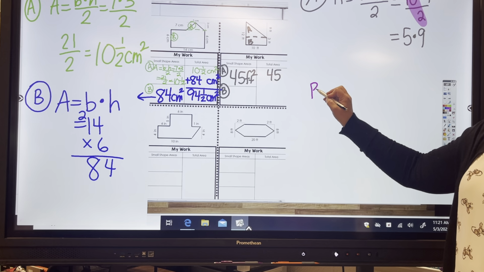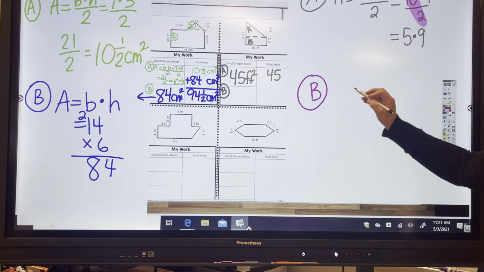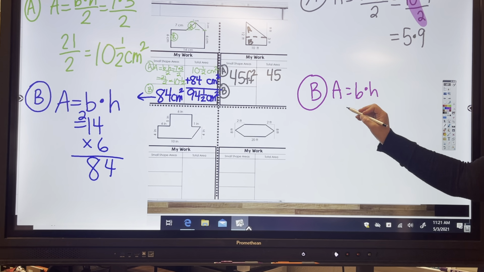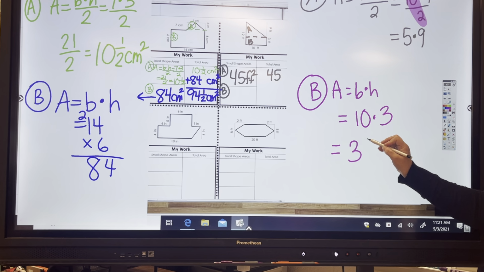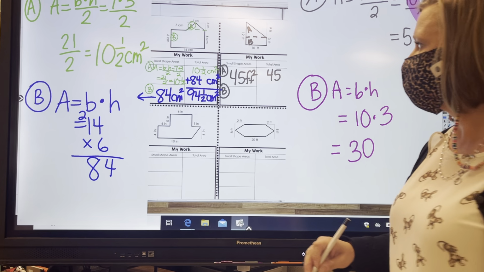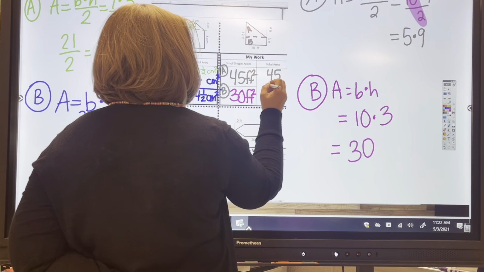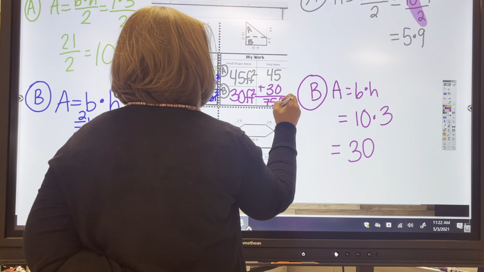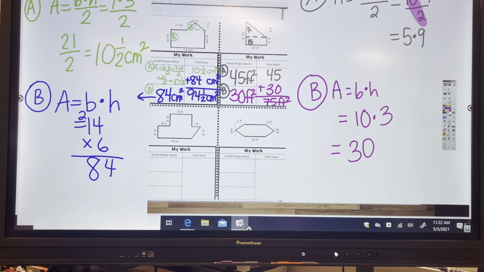All right, B. What's my formula for B? Base times height. What's the base? The base is 10. And what's the height? What's 10 times 3? And what are my units? Feet squared. So what's my total? 75 feet squared.